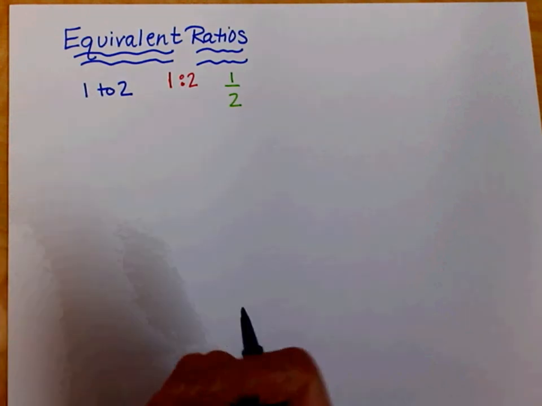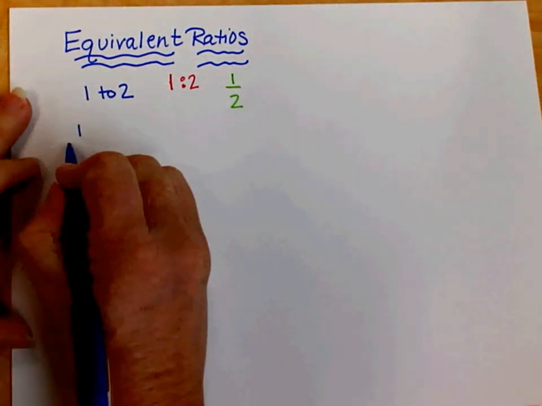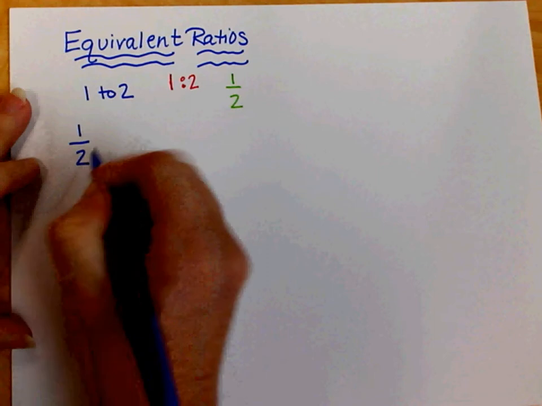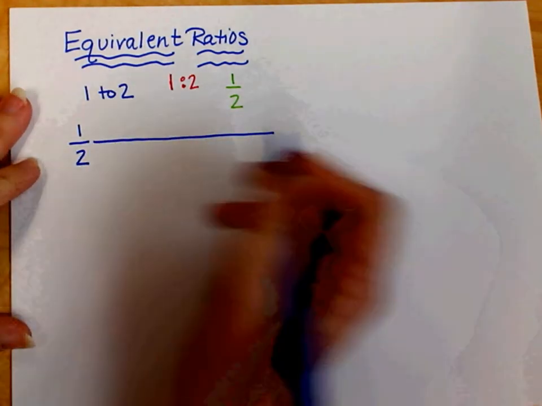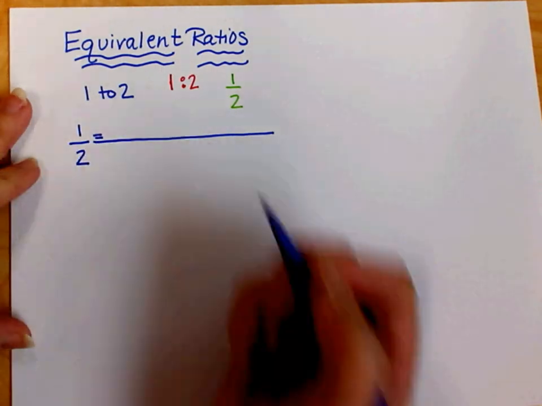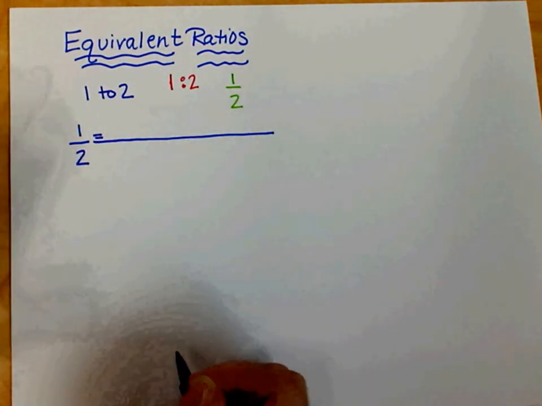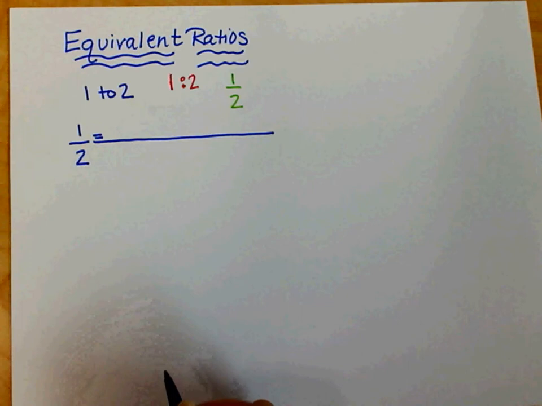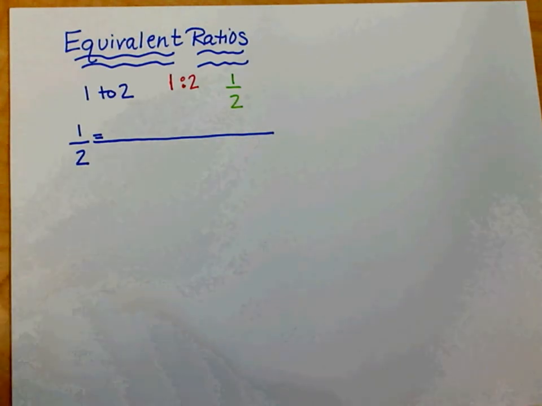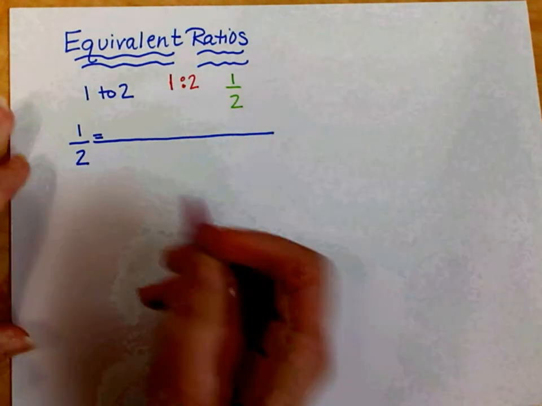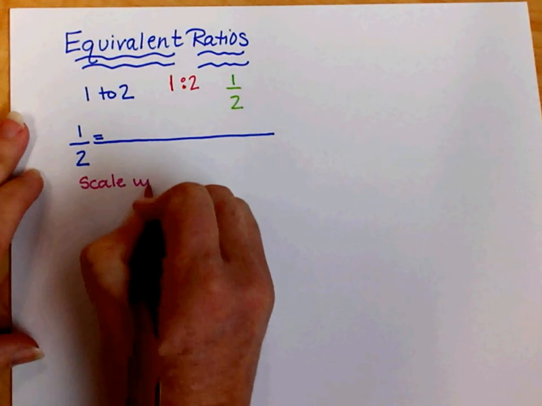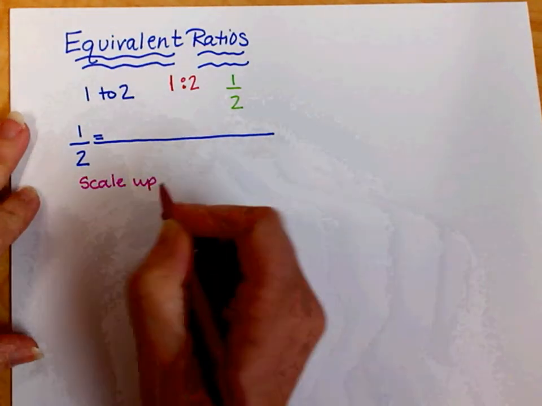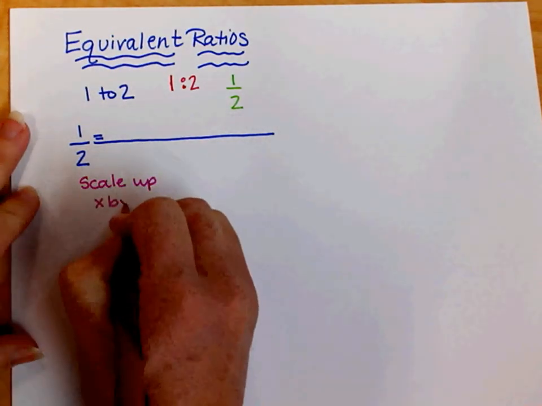Now, when we look at our 1:2 ratio, we want to set it up like a fraction, and actually we're going to build this table. This line right here says equal to. We're going to use a rainbow effect to show you that we're going to use a scale factor to build this ratio. In other words, we're building it up. We're going to scale up. To scale up means that we're going to multiply by.